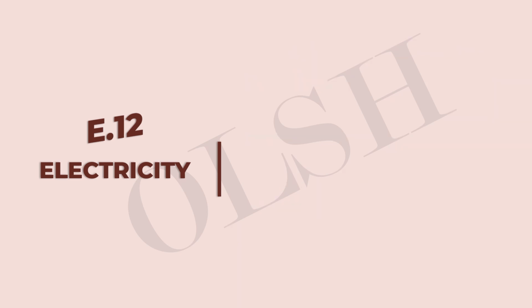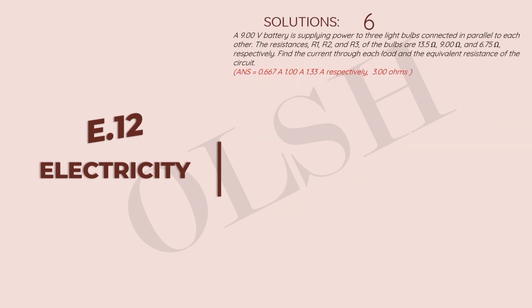Okay, so let's move on to number 6. A 9-volt battery is supplying power to 3 light bulbs connected in parallel to each other. The resistances R1, R2, and R3 of the bulbs are 13.5 ohms, 9 ohms, and 6.75 ohms respectively. Find the current through each load and the equivalent resistance of the circuit.